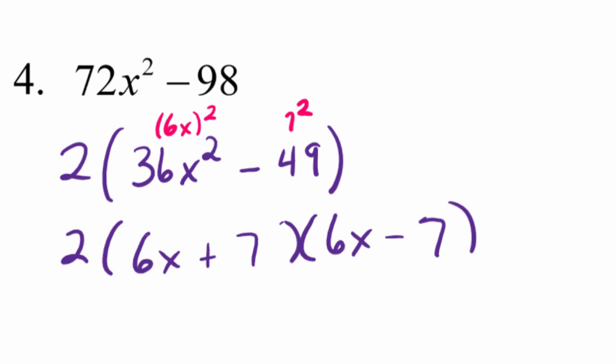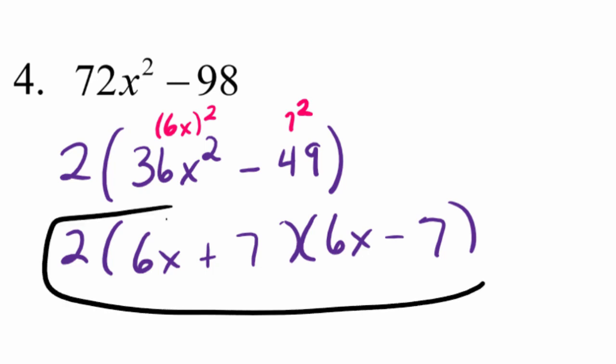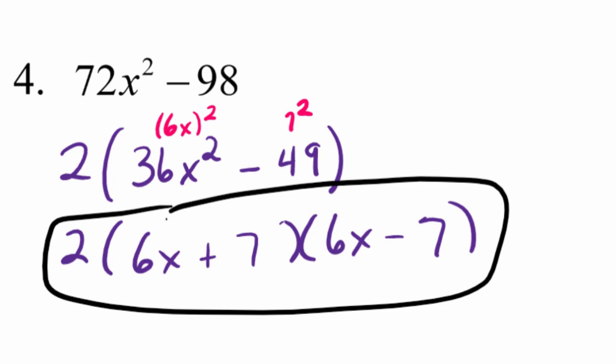Okay, how did you do? Did you notice that there was a GCF of 2, so that needed to be factored first, which left us with 36x squared minus 49. And both of those are perfect squares. The 36x squared is 6x being squared, and the 49, of course, is 7 squared. So I used the conjugates there, and our final answer is 2 times (6x plus 7)(6x minus 7).